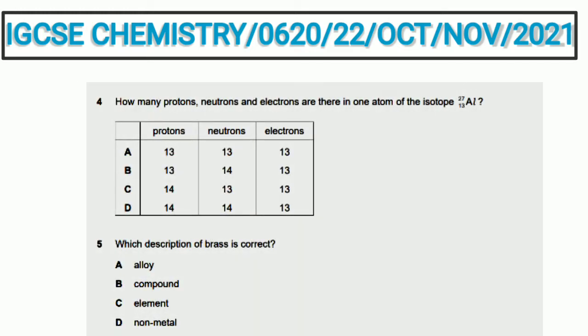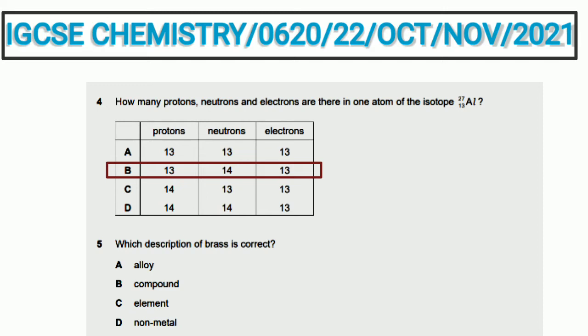Question 4. How many protons, neutrons and electrons are there in one atom of the isotope aluminium-27, with atomic number 13? We know 13 is its atomic number, which represents the number of protons, and the number of electrons will also be 13. The number of neutrons will be mass number 27 minus 13, that is 14. Option B is the correct answer: 13 protons, 13 electrons and 14 neutrons.